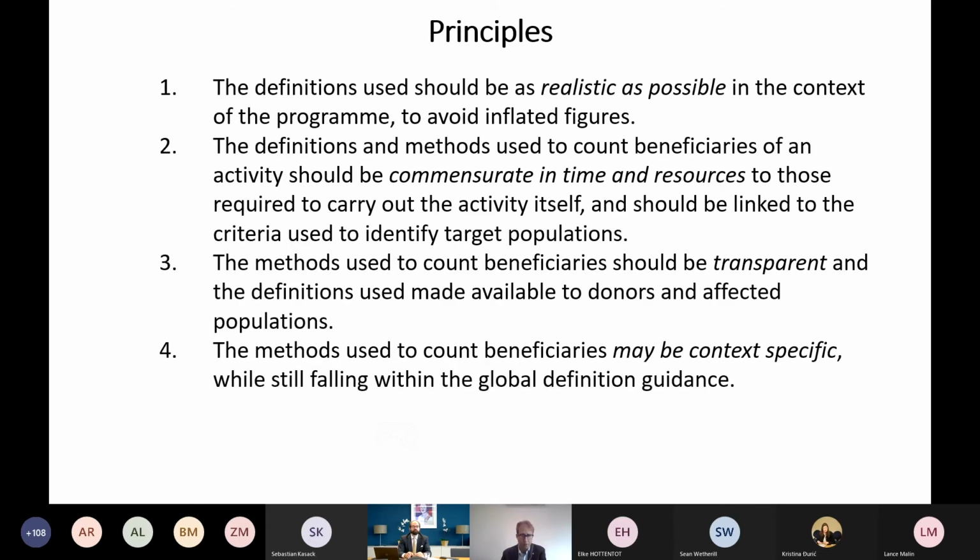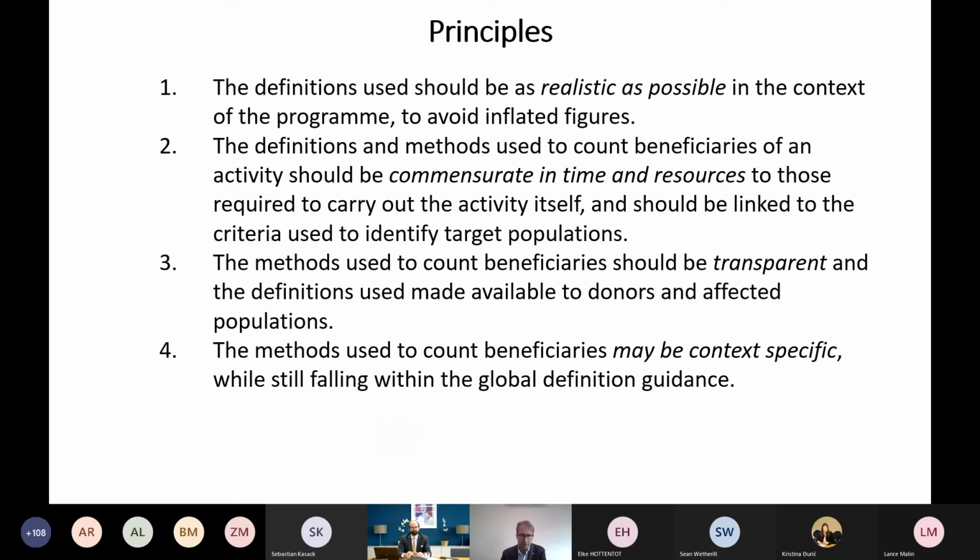Lastly, I'll just run through the principles. We want the definitions to be as realistic as possible. We want to avoid inflated figures. Second, we want these efforts to be commensurate in time and resources. We don't want this to be an overly burdensome exercise. Absolutely not. And if that is happening in any way, we would expect all concerned to feed that back and say, this bit isn't working.